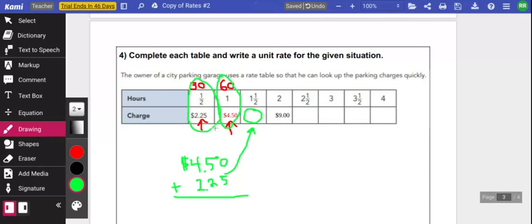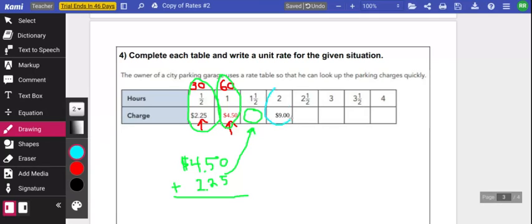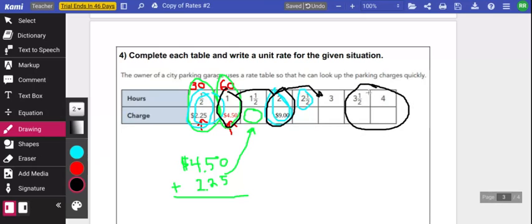I would follow a similar process for how much it is for 2.5 hours. For 2.5 hours, I would take how much it is for 2 hours plus how much it is for half an hour. So $9 plus $2.25. That would give me how much it is for 2.5 hours. Okay, what about for 3 hours? I can take how much it is for 2 hours plus how much it is for 1 hour, add those together since 1 plus 2 is 3. That will give me how much it is for 3 hours. Okay, and let's see if you can figure out how much it is for 3.5 and for 4 hours.